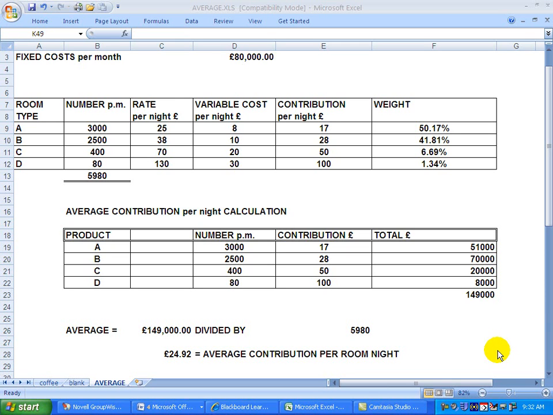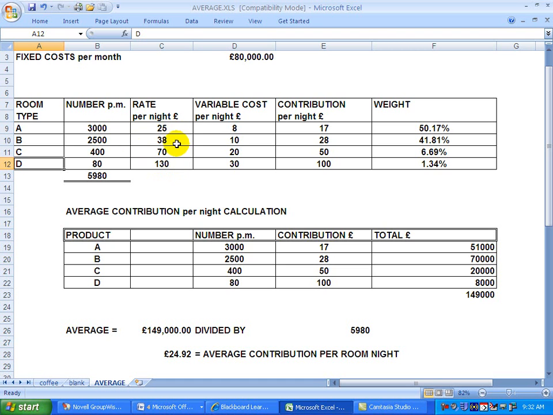Right, hello. This video is to show you how to work out the break even for a company or business where you've got more than one product. Here we've got different product types, A, B, C and D. Different types of room you can see here. Type D is an expensive room, type A is a very cheap room.